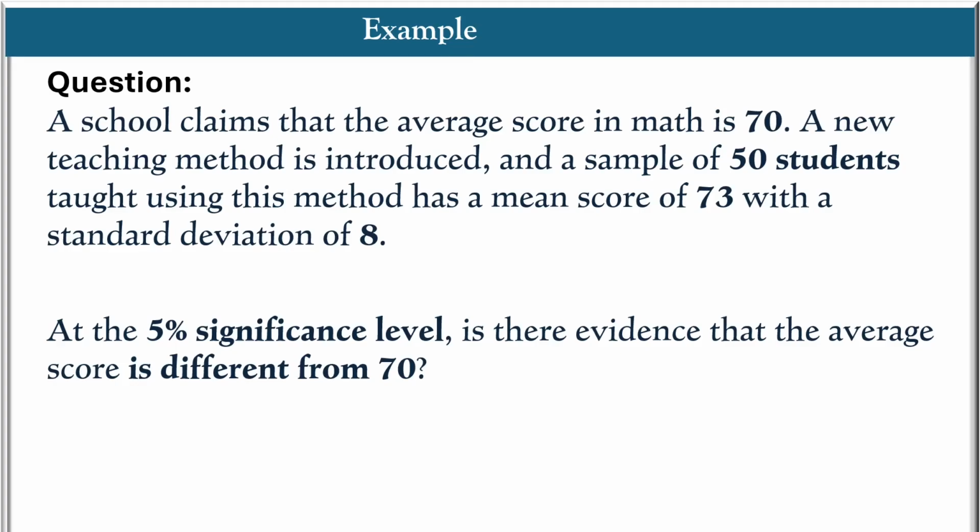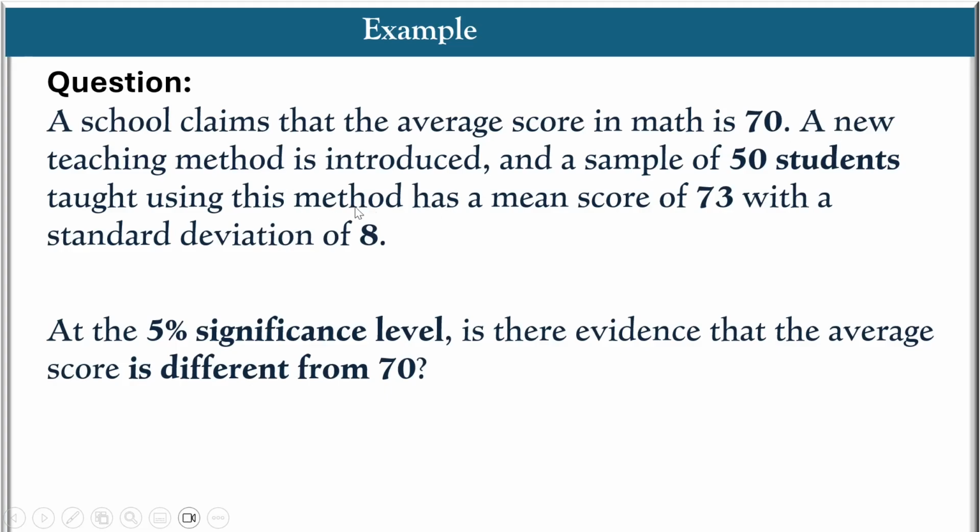Okay, so this is the question, and we need to identify some things in the question which we will need in our calculation. Before that, we need to check for the kind of test that this is going to be. So a school claims that the average score in math is 70. There is a known value. This is a one sample test, but we cannot conclude that it's a one sample Z test or a one sample T test yet. That will be based on the sample size. If you have a large sample, we can use the Z test.